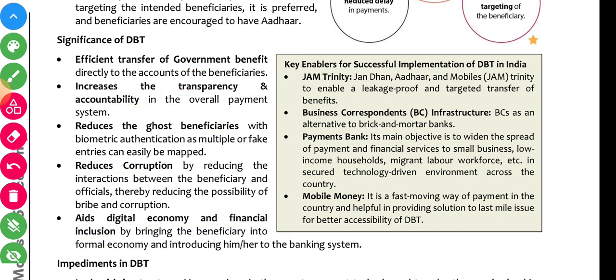Success factors in the implementation of direct benefit transfer in India. So, JAM Trinity: Jan Dhan, Aadhaar and Mobile Trinity, to enable a leakage-proof and targeted transfer of benefits. Business correspondent infrastructure. Business correspondents as an alternative to brick and mortar banks.